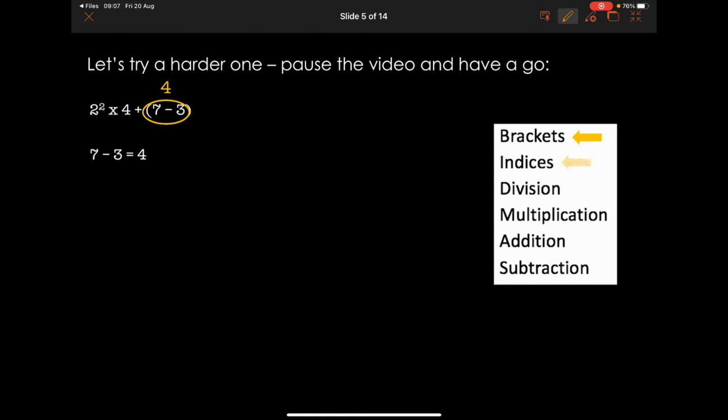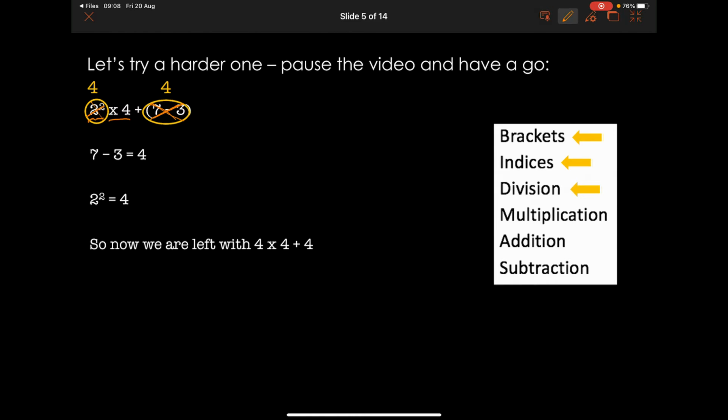Okay, we then have indices on our list, and we do have some indices. We have 2 squared. This is the indices just here. And 2 squared is 4. So that turns into 4 as well. We are now left with 4 times 4 plus 4. So can you see here? That's gone and turned into 4. We've then got this times 4. We've then got add, and then we've got 4 again. So 4 times 4 plus 4.